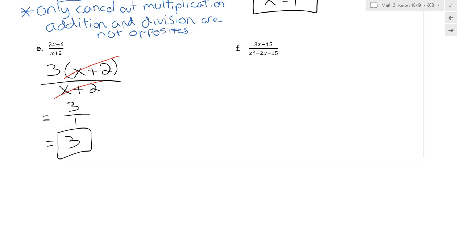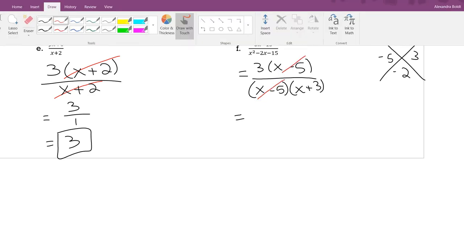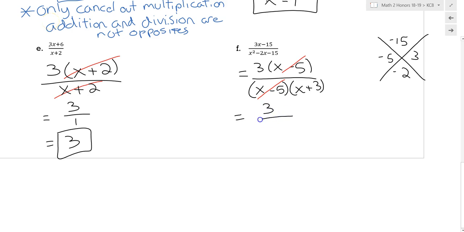All right, looking at F, same type of thing, right? This has a common factor of 3. We have to factor our numerator. We're multiplying to negative 15, adding to negative 2. So that's negative 5 and positive 3. What are our common factors? We have an x minus 5 here and an x minus 5 here. So we are left with 3 over x plus 3. And that is it.